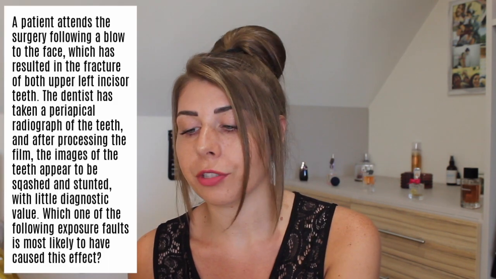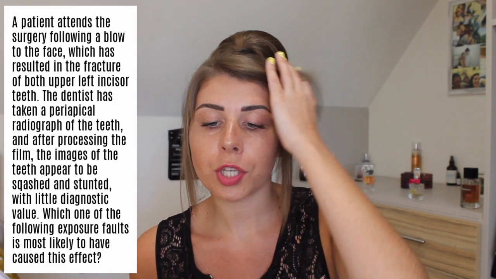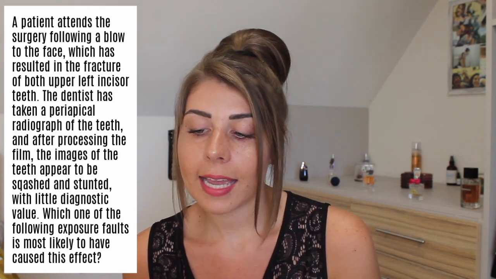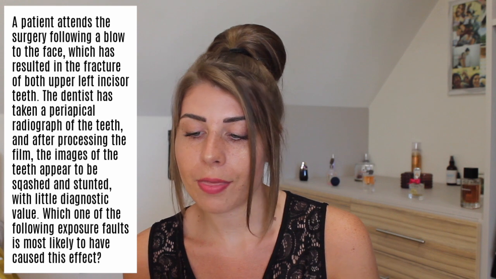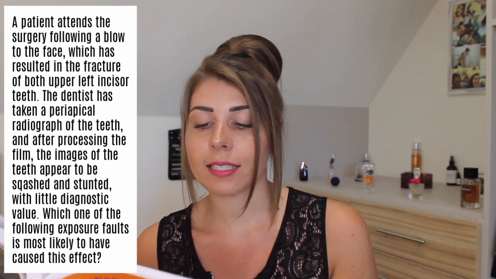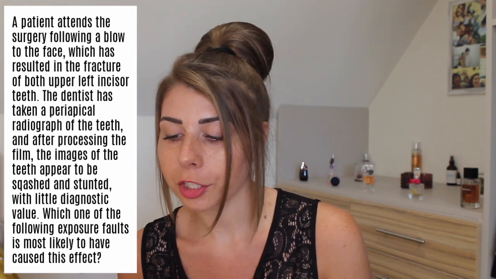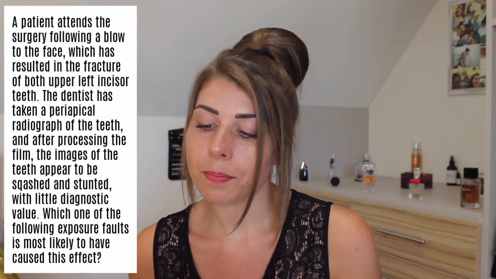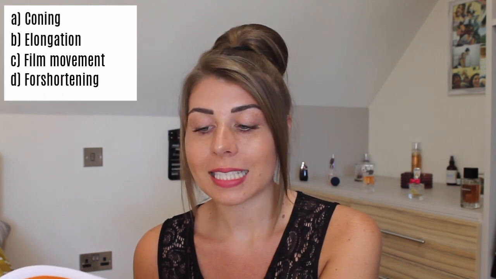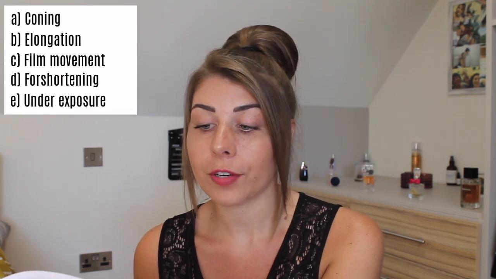A patient attends to surgery following a blow to the face, which has resulted in the fracture of both upper left incisor teeth. The dentist has taken a periapical radiograph of the teeth, and after processing the film, the images of the teeth appear to be squashed and stunted with little diagnostic value. Which one of the following exposure faults is most likely to have caused this effect? So the multiple choice answers are A. Coning, B. Elongation, C. Film movement, D. Foreshortening, E. Underexposure.